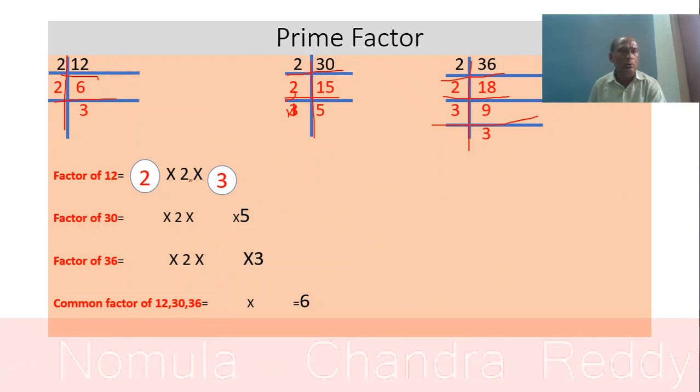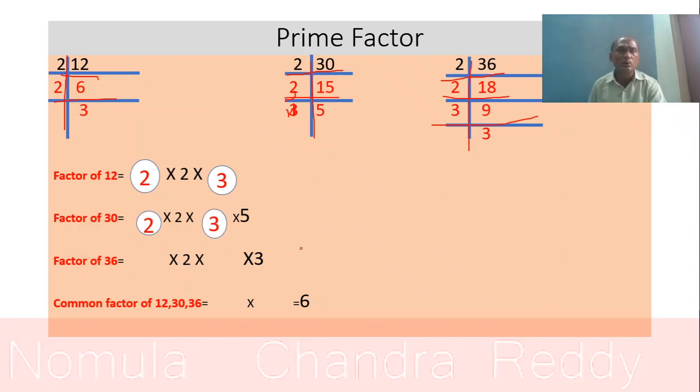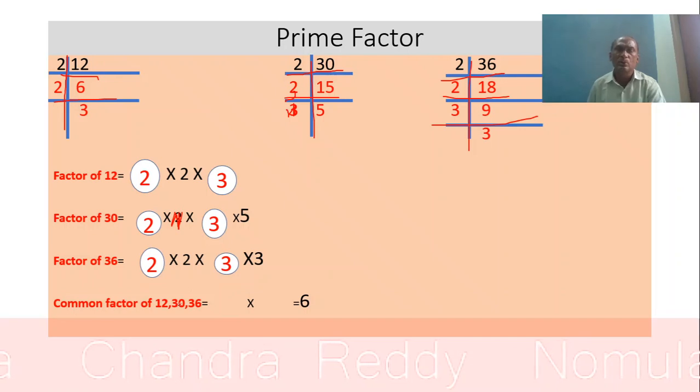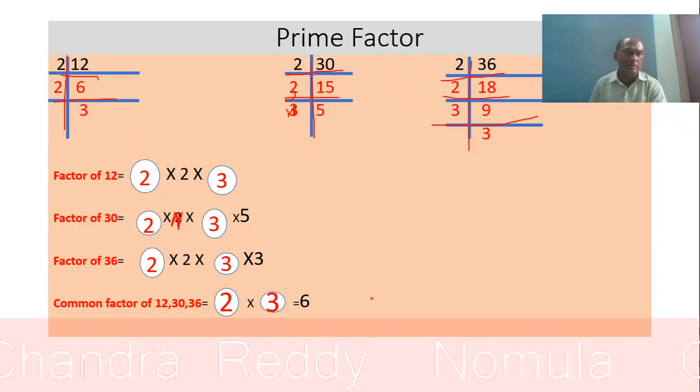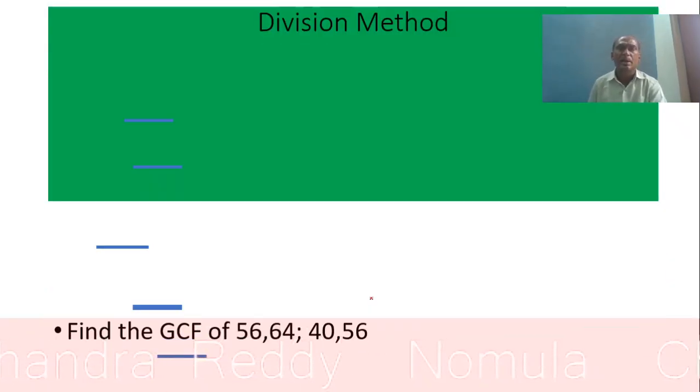Right. 2 2 ja 4, 4 3 ja 12. 30. 2 into 2 into 3 into 5. 2 3 ja 6, 6 5 ja 30. 2 is not there. Okay, here 3. Now factor of 36: 2 into 2 into 3 into 3. So common factor 2, 3. Therefore, 2 3 ja 6. That is the answer. Next, division method.